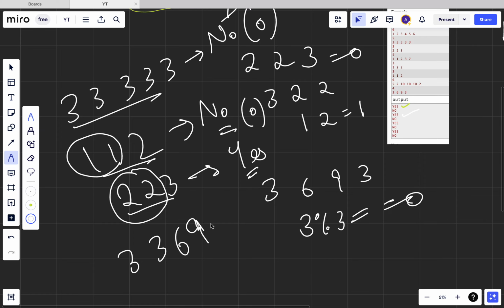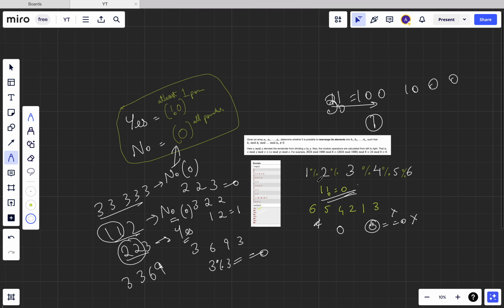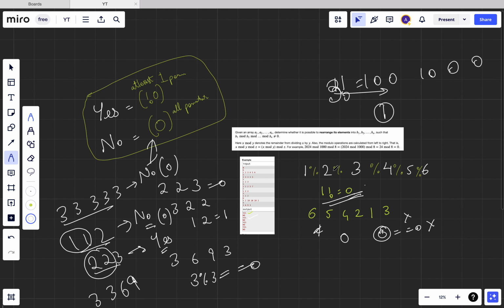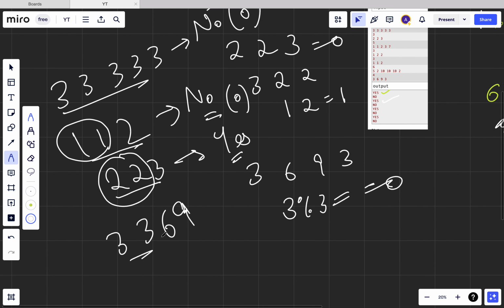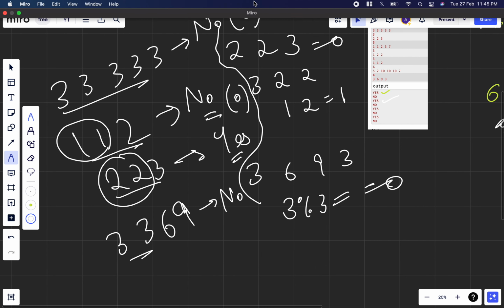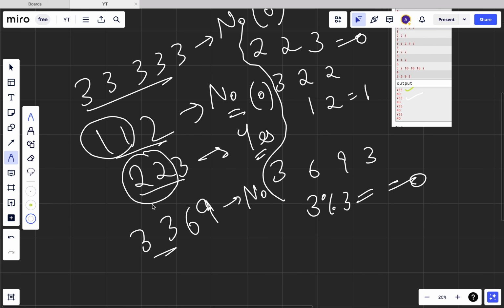I'm just sorting it to say that if there is a smallest number and if there is a biggest number overall, the smallest number will be the remainder, whatever be the case from left to right. Now here also same thing, 3 3 6 9, the answer is no. There is no permutation such that the remainder will be 1. What is the specialty of this?